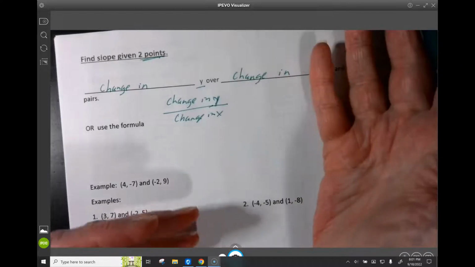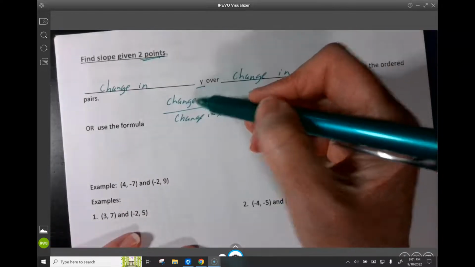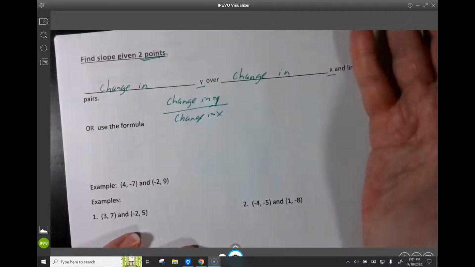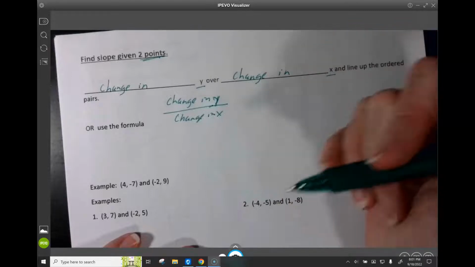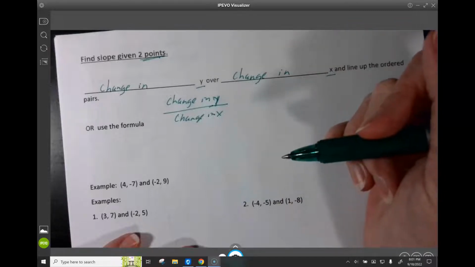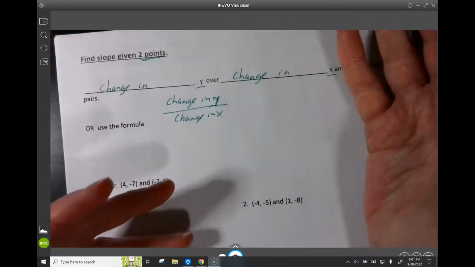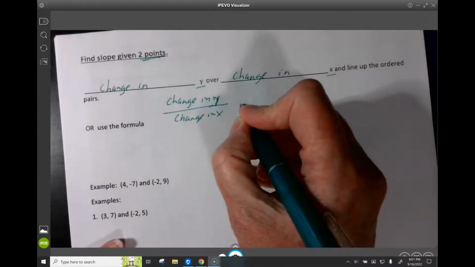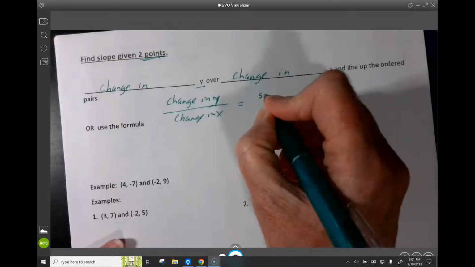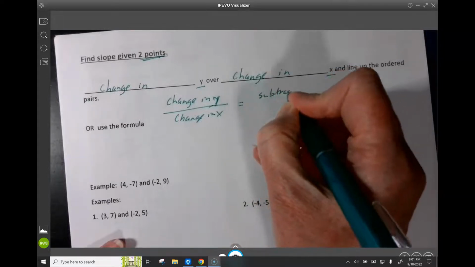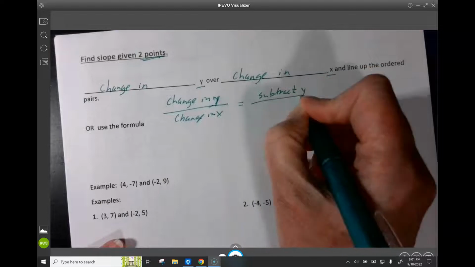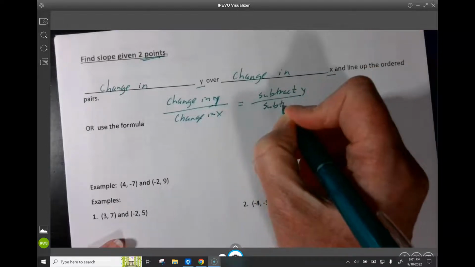Change. So if I say, okay, I have a $10 bill. I'm going to buy something that costs $8. How much change do I get? What did you just do? You told me 2. Okay, now mathematically what did you do? Yeah, you subtracted. So this means that I'm going to subtract y over subtract x. Yes?